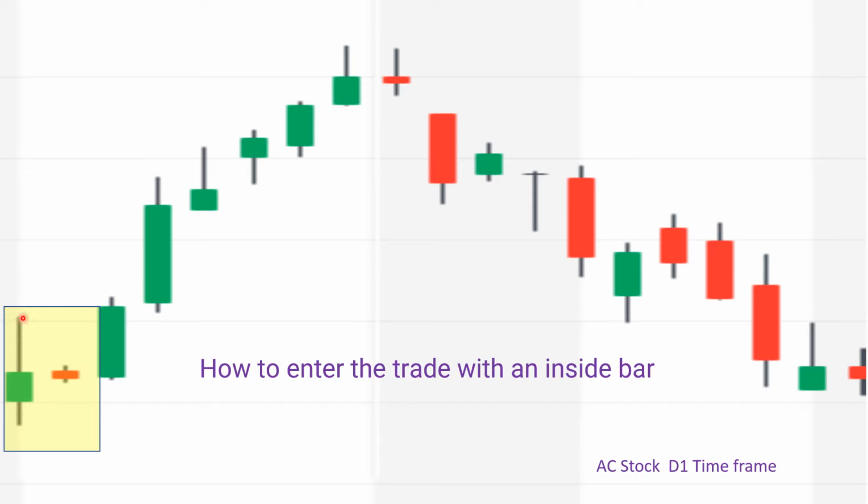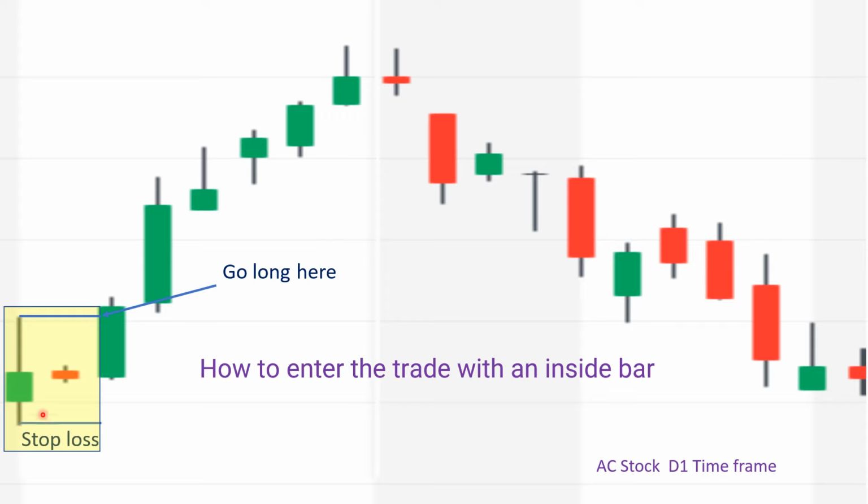Here, you can enter the trade right there or go long as soon as you see this bullish candle pass the high of this mother bar, and you can put your stop loss maybe 1 or 2 ATR below the low of this mother bar.